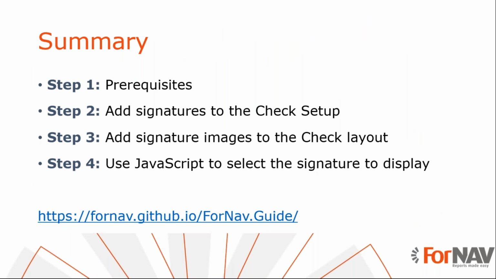Let's recap what we just did. The first thing we did is add the signatures to the check setup table in Business Central. After we did this, we were able to use these signatures in our check reports. Finally, we use JavaScript in the show output properties to determine what gets displayed when. If you want to know more about what you can do with JavaScript, please visit our brand new 4nav guide.